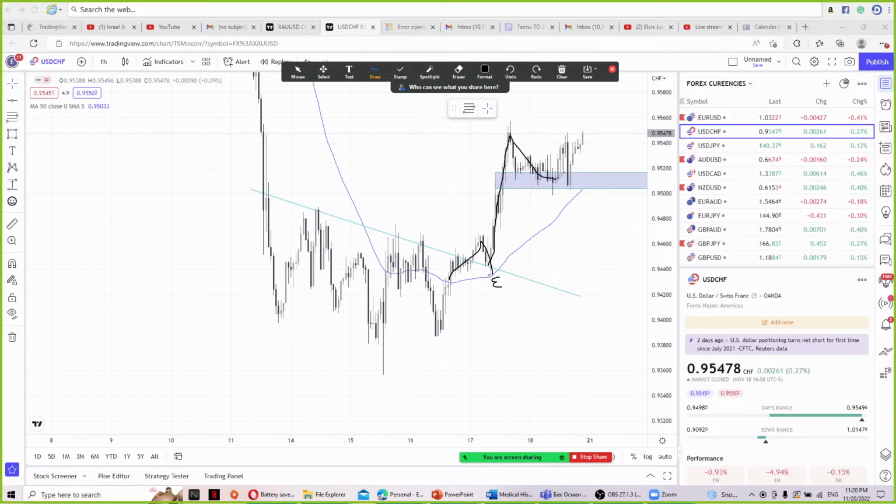It's now consolidating. It's going to go up though, but it has to play a lot here before it goes up, and I'm not really ready to play with it. I'm just not ready to play with USD CHF. So we've already missed the real move.